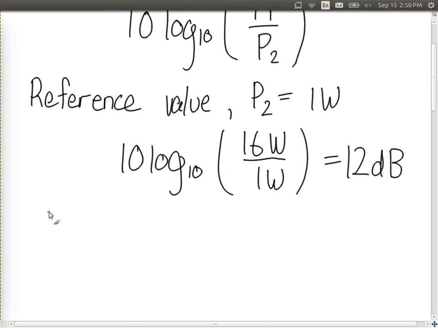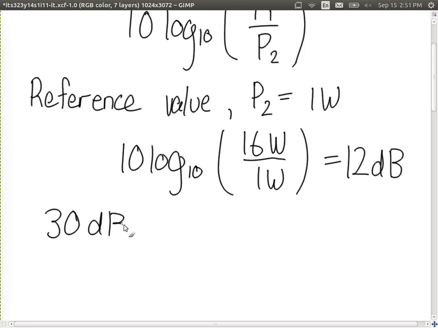What about, what does 30 dBW equal? Try and calculate. What is 30 dBW? Now, when we talk about dBW, we're talking about a power level, not a ratio anymore. So what's the power level in this case? So you need to go backwards with your decibels equation. One thousand watts. Okay.